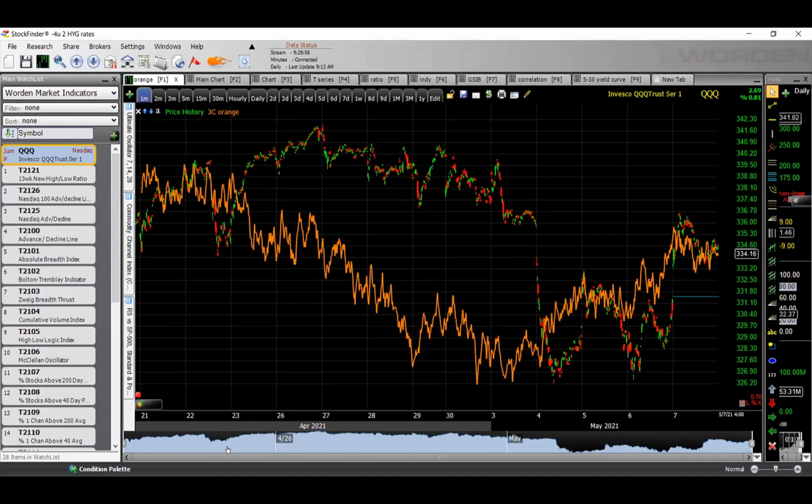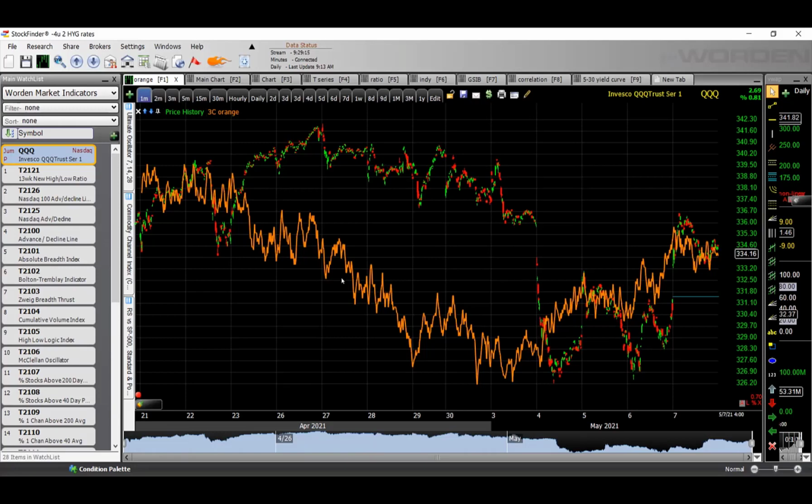So if price is making higher highs, higher lows, 3C should be doing more or less the same. Then you have divergent signals. So Kirk, you may know this, the last several weeks I've been saying QQQ's chart on 3C looks the worst to me. And that was back here in this area.